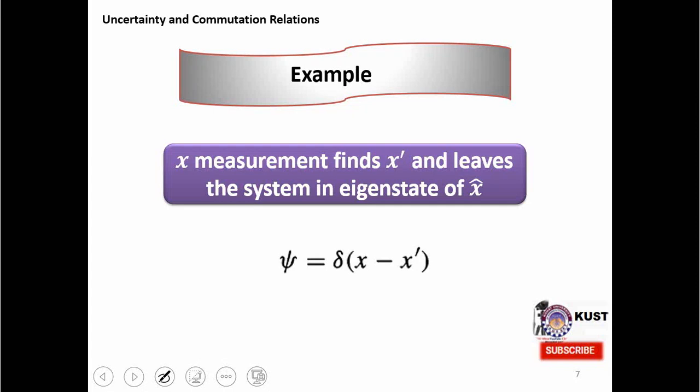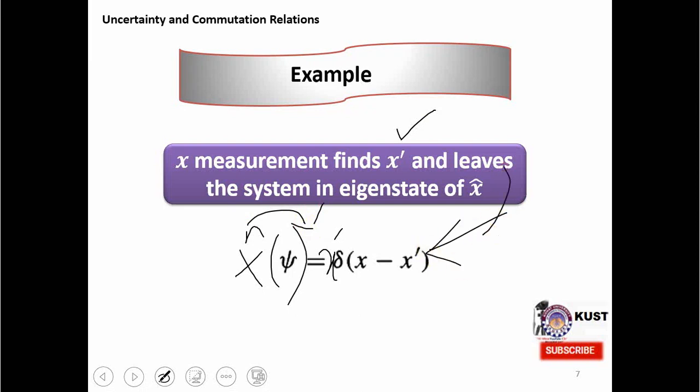So take an example. Let's say we have an eigenfunction, the eigenfunction for the position operator. We act with the position operator on this eigenfunction, which is a Dirac delta function, the eigenfunction of the position operator, and it gives us an eigenvalue, let's call it x prime. Now we note that the x measurement finds x prime with 100% accuracy. And the rule of quantum mechanics is that after the measurement, the operator acting on this state leaves the system in this state, in the eigenstate of x hat.